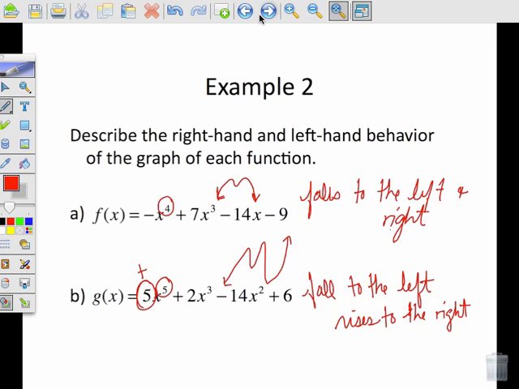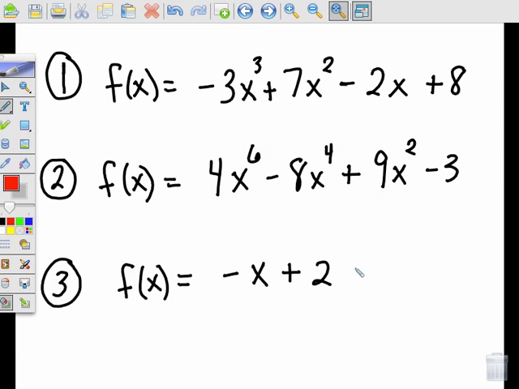Falls to the left, rises to the right. That's how you can describe the end behaviors. It helps so that you know how to graph them on your own if you're sketching them by hand. Here's a few others for you to practice.